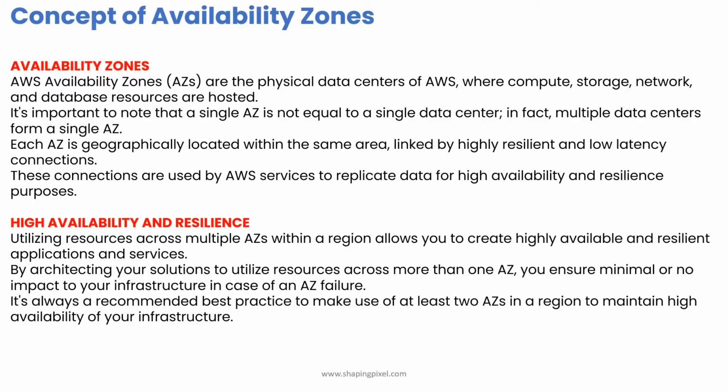High availability and resilience. Utilizing resources across multiple AZs within a region allows you to create highly available and resilient applications and services. By architecting your solutions to utilize resources across more than one AZ, you ensure minimal or no impact to your infrastructure in case of an AZ failure. It's always a recommended best practice to make use of at least two AZs in a region to maintain high availability of your infrastructure.